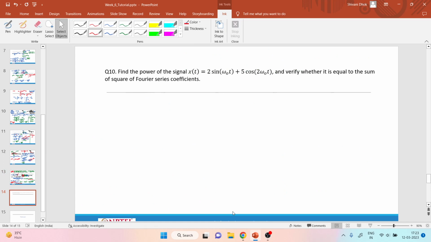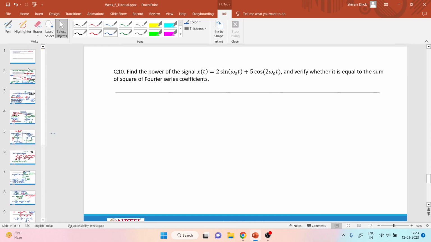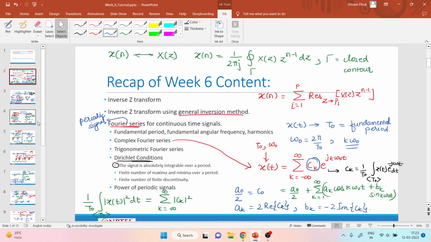Okay, this is the last question that I had planned to cover, and after that we'll look at the Fourier series and Fourier transform and Z transform relation, and I'll also give the relation with the Laplace transform as well. Now this is the last question that we are taking, and this will basically validate the power of a periodic signal thing that was discussed here. We'll try to validate this.